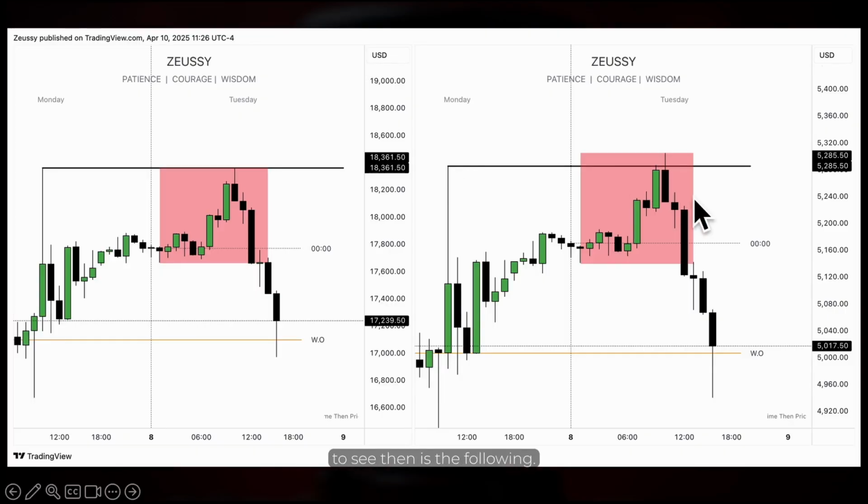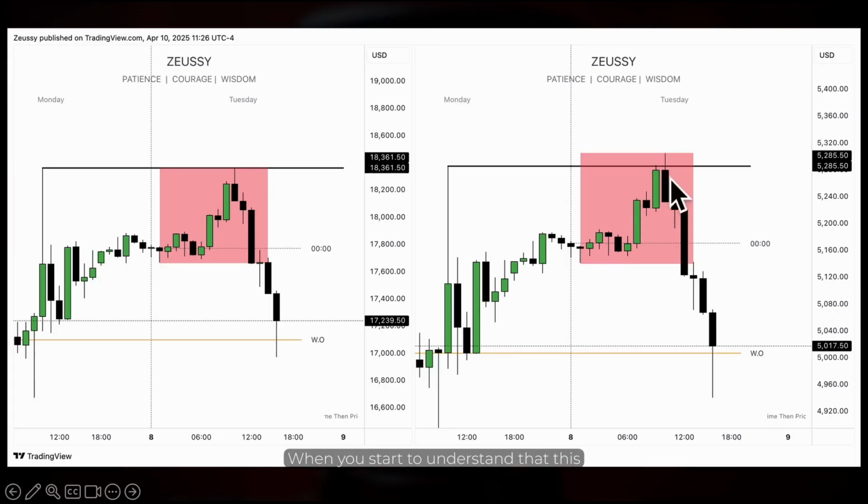What I would like you to see then is the following. As you can see, I've put a red box around this delivery. And what is important to note is that when you pay attention to this delivery, you can see that this run up higher is the buy side of the curve, and the run lower which follows is the sell side of the curve within a market maker sell model. Buy side to sell side.